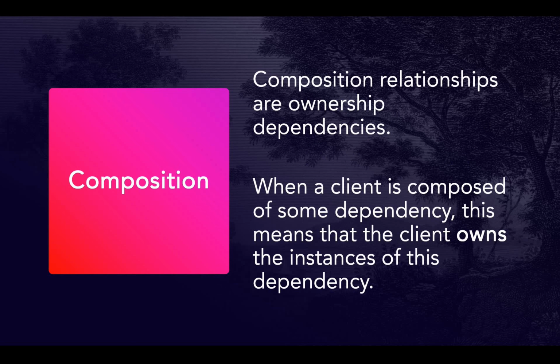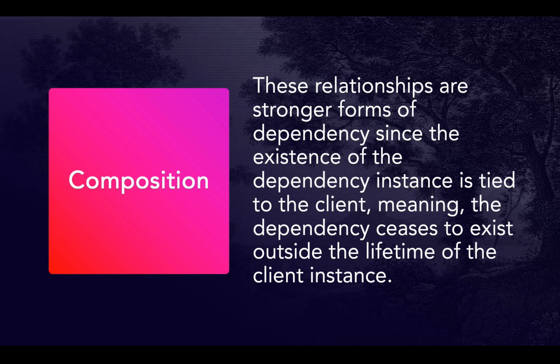On the other hand, the second type of dependency relationships is the composition relationship. So composition relationships are ownership dependencies. When a client is composed of some dependency, this means that the client owns the instance of the dependency. So that is your keyword there. Instead of usage, it is now ownership. These relationships are stronger forms of dependencies since the existence of the dependency instance is tied to the client, meaning the dependency ceases to exist outside the lifetime of the client instance.